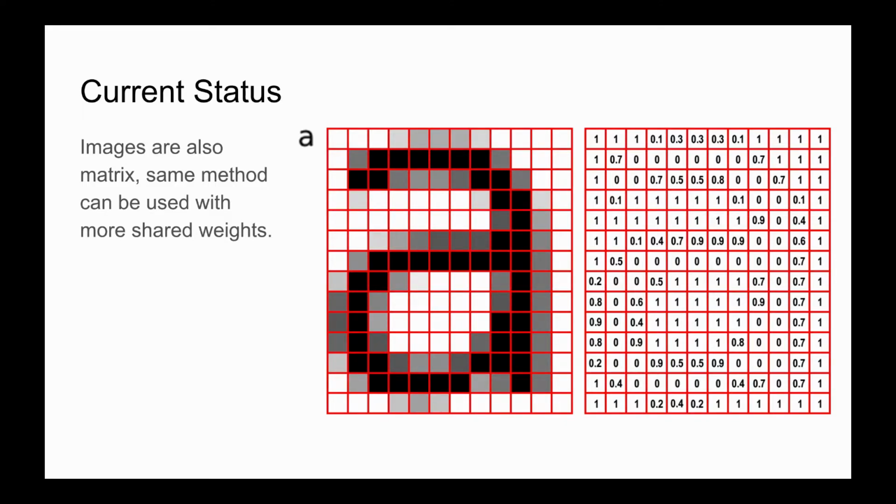Also, when we look at images, we can see that they are also represented as matrices. So we think the same method can be used with small shared weights.